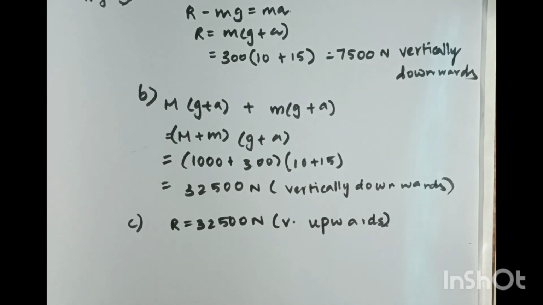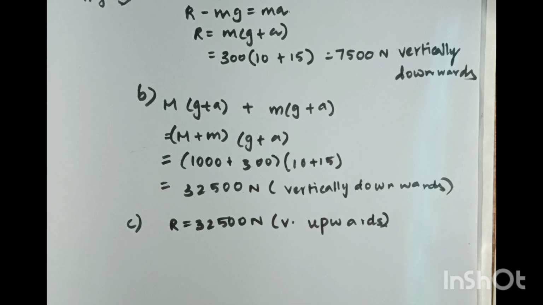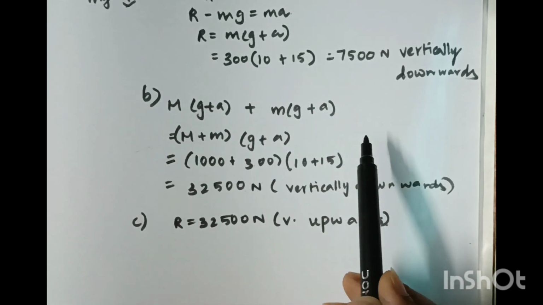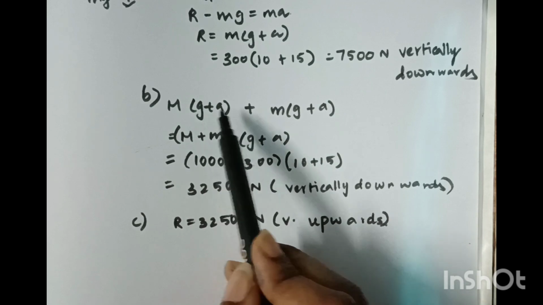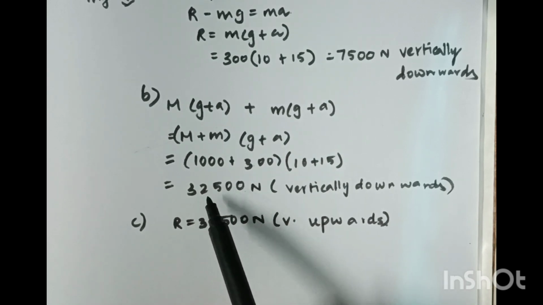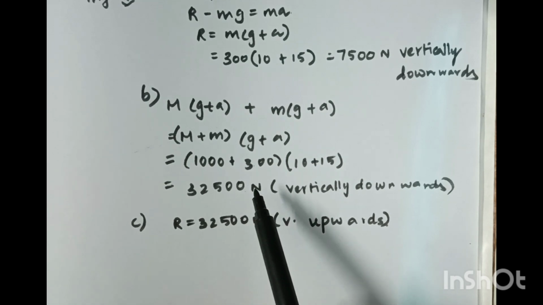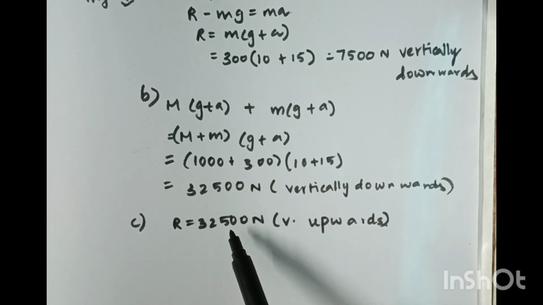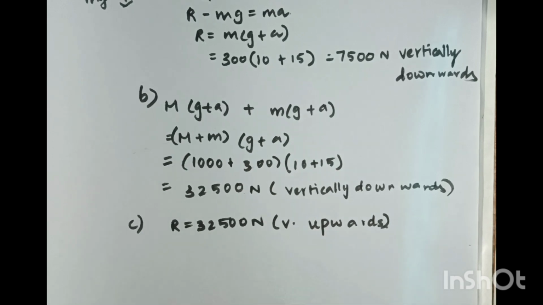Now the last question they are asking is force on the helicopter due to surrounding air. From Newton's third law, we know the reaction force R will be exerted by the surrounding air on the helicopter, and that will be equal and opposite to the force totally exerted by the helicopter and passengers. So what is this force? That is 32,500 Newton. So the same amount of force will also be exerted by the surrounding air on the helicopter, but in the opposite direction, that is vertically upwards.